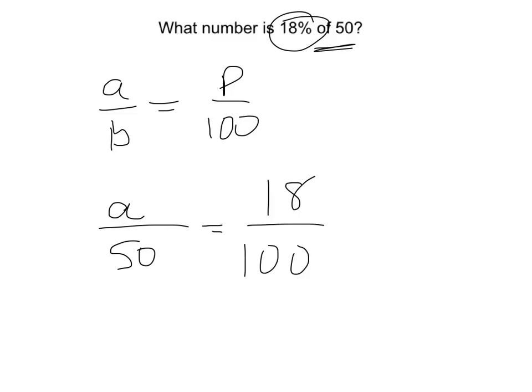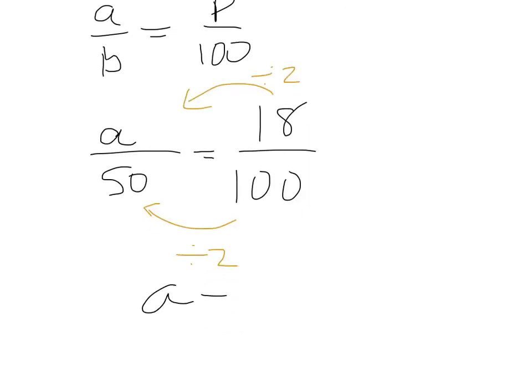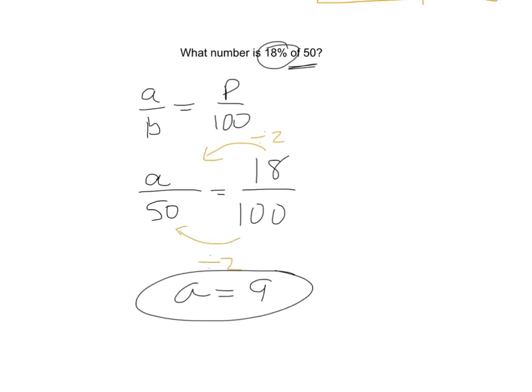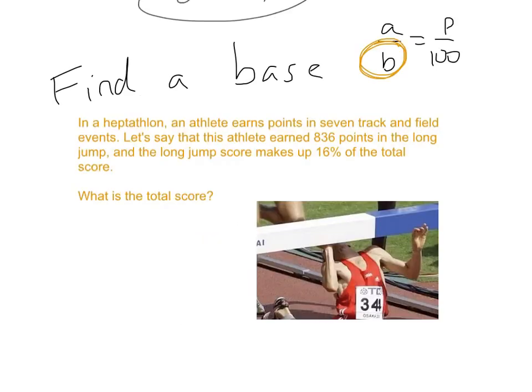So butterfly, simplify, mental math. I'd probably go mental math. 50, or I'm sorry, I've got to go the other way. 100 divided by what gets me 50? Divided by 2. So 18 divided by 2 gets me what? 9. A equals 9. And there you go. That's the part. What we could say is that 9 is 18% of 50. Okay? All right, so the last thing we're going to learn about is finding a base.